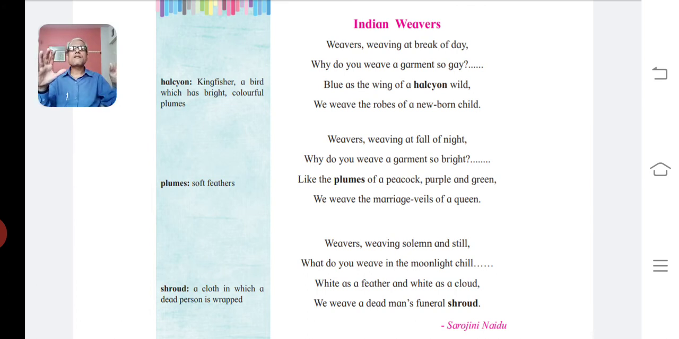Rhyme schemes can be like AA, BB, CC, DD. Rhyme scheme can be like AA, BB. Rhyme scheme can be like AB, AB, CC. Rhyme schemes can be like this: ABC, ABC, DD. So these are the different types of rhyme schemes, and these rhyme schemes are used appropriately by the poet in the poem as per the need of that poem.